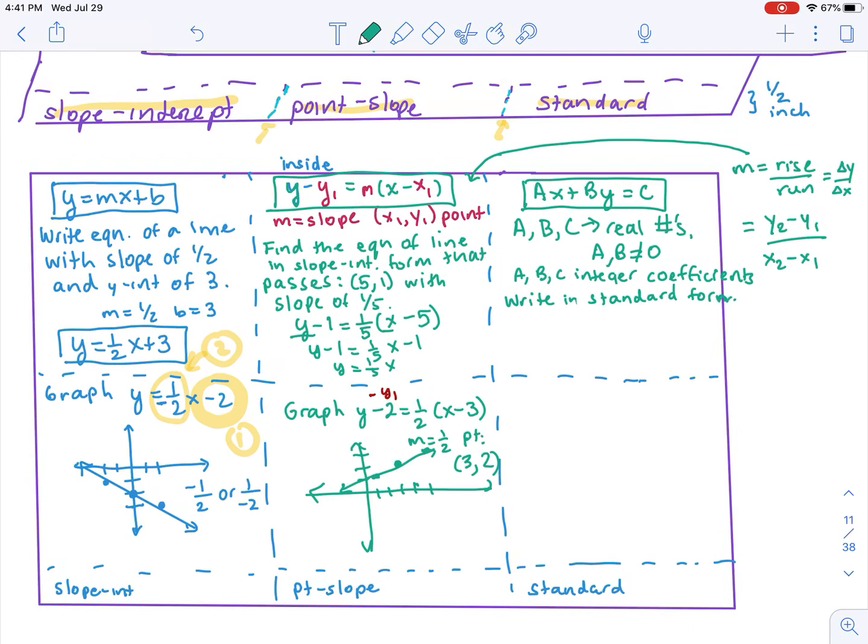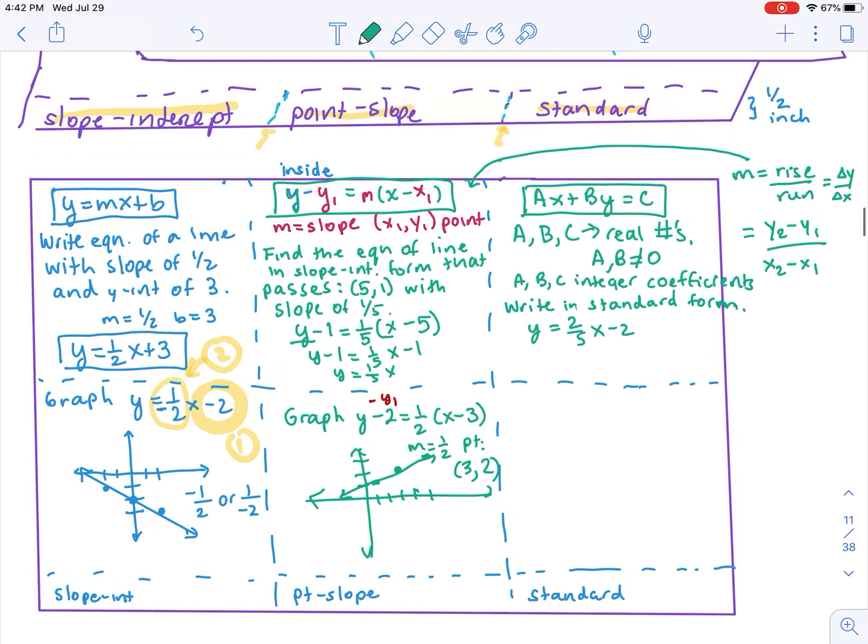So this is where I think students have a hard time picturing. The equation begins in, let's say, y equals 2/5 x minus 2. So it actually begins in slope-intercept form, and they want you to write it in standard form. Standard form would mean I need x's and y's on one side. So I'm going to subtract 2/5 x to the other side. When I do that, I get -2/5 x plus y equals -2.